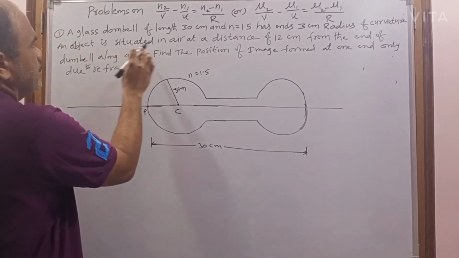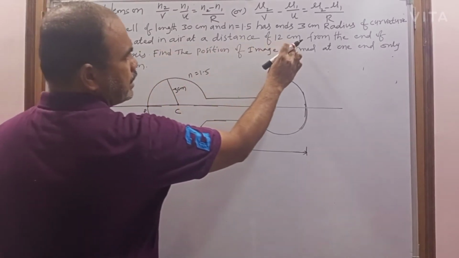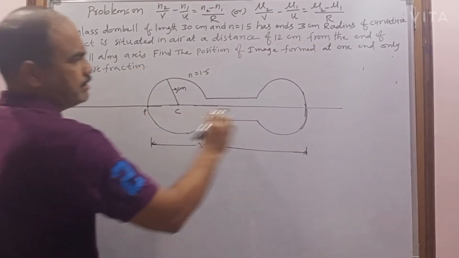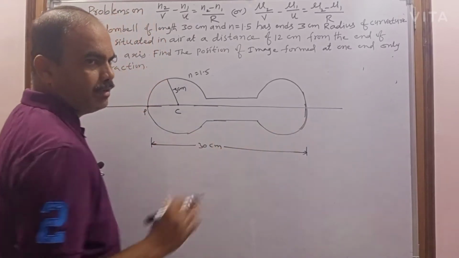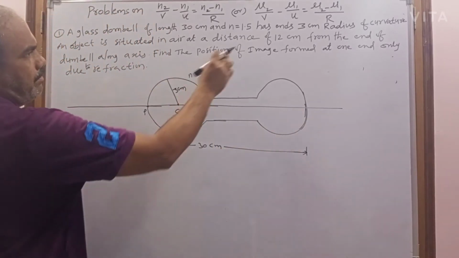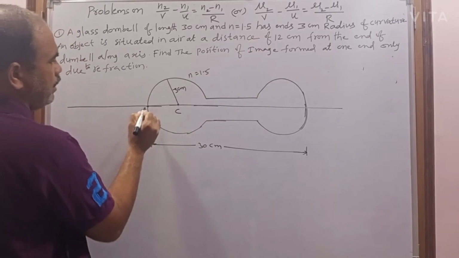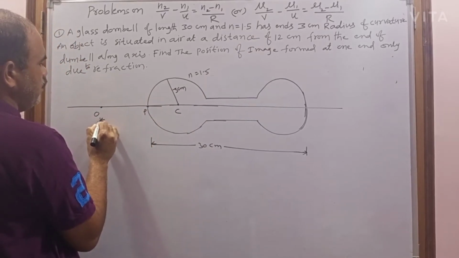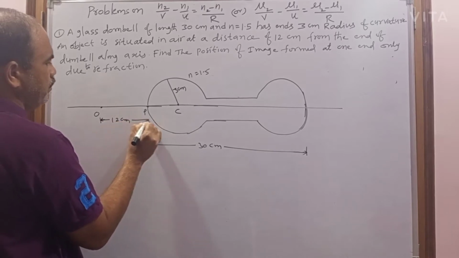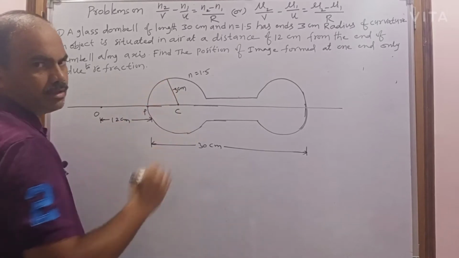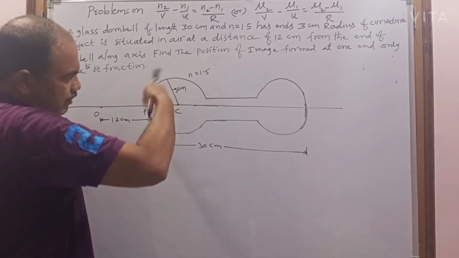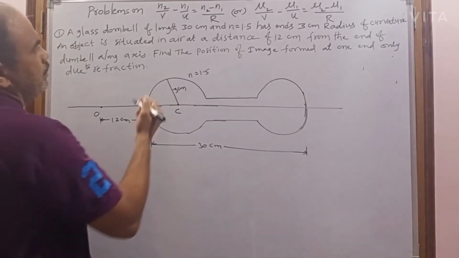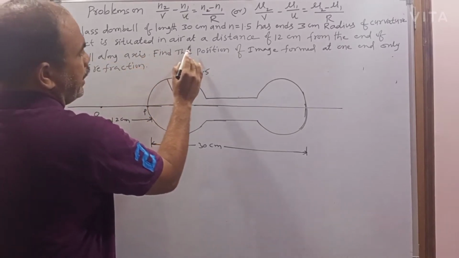An object is situated in air at a distance of 12 cm from the end of the dumbbell along the axis. Now imagine this principal axis is nothing but the axis of the dumbbell. So on the axis, at one end, the distance is 12 cm. From the pole to the object, it is placed 12 cm from one end of the dumbbell surface. Now the surface is a curved surface.